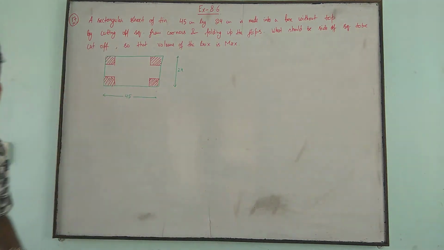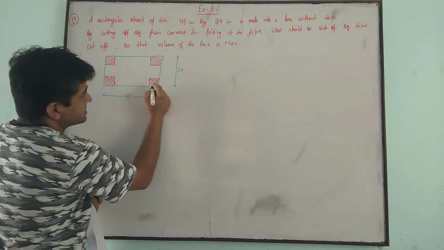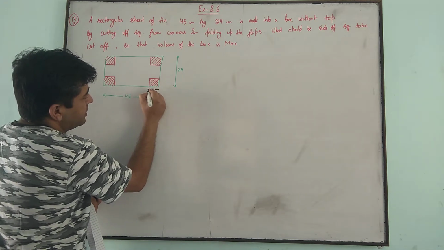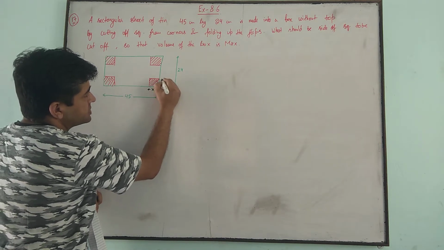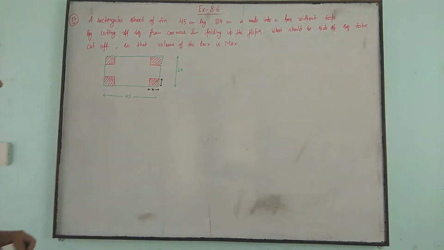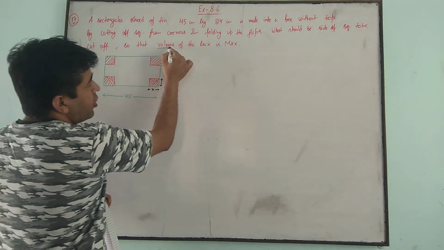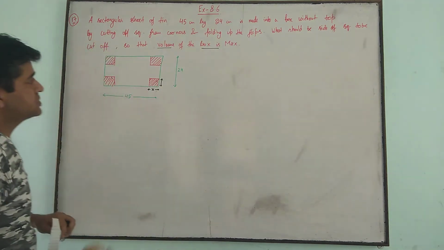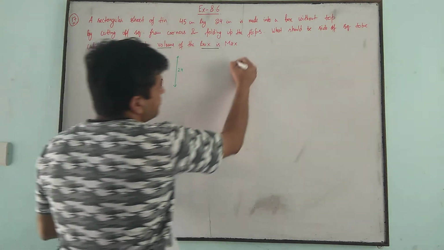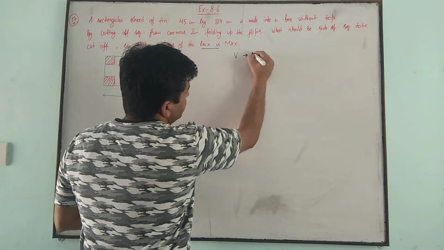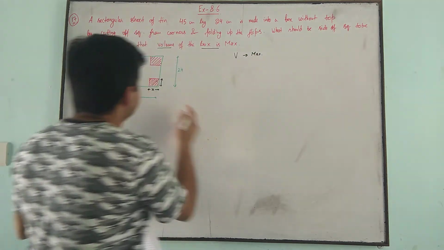What should be the side of the square? Let us say x. This we need to find, that what should be the side of the square we need to cut from each corner, so that the volume of the box must be maximum. Volume of the box must be maximum, means we need to differentiate.